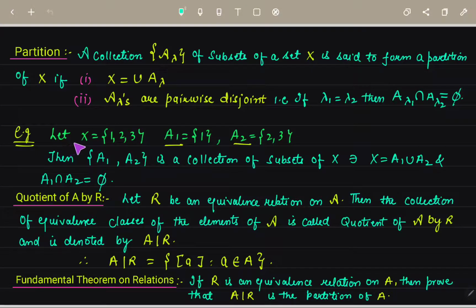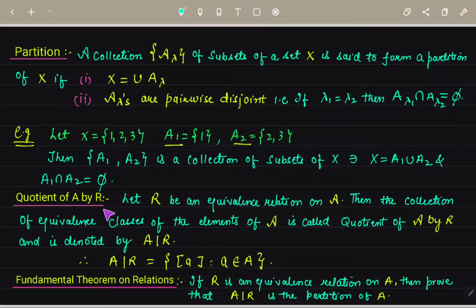So for this, consider one example. Let X is equal to {1, 2, 3}, and I am taking these subsets, that is A1 is equal to {1} and similarly A2 is equal to {2, 3}. So these are the elements in these subsets. So from this we have seen that the collection A1 and A2, the collection of these subsets, is a collection of subsets of set X, such that if we take the union of A1 and A2, we get the main set, that is X, which is equal to {1, 2, 3}, and if we take the intersection of these two subsets we get the empty set. So from here it is pairwise disjoint.